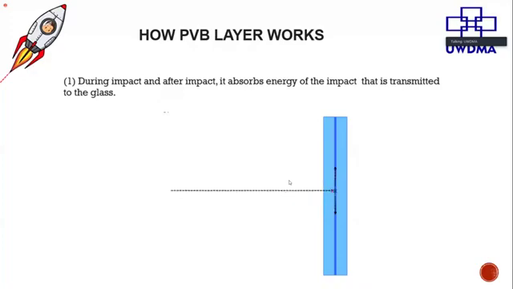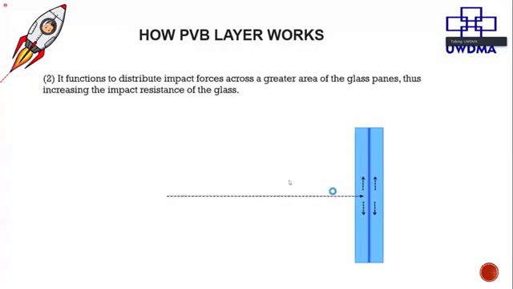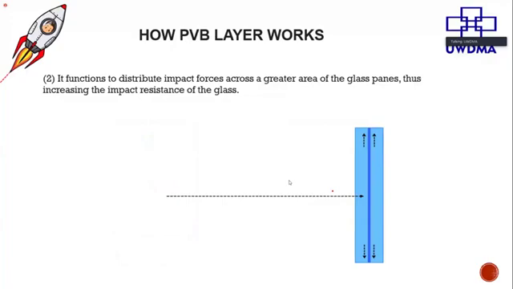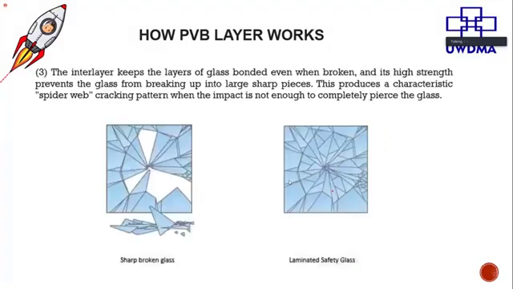When any extra force comes from outside, this force is distributed. It goes inside the PVB layer. That's why it doesn't transfer the entire shock to the glass. That shock is distributed and transmitted in the layer only. So that's why it will take some time for a laminated glass to break. It is radiating, transmitting the shock across the layer and across the glass also.